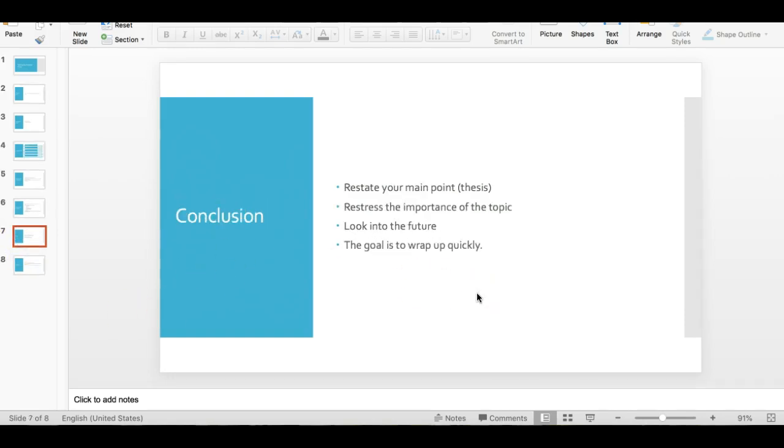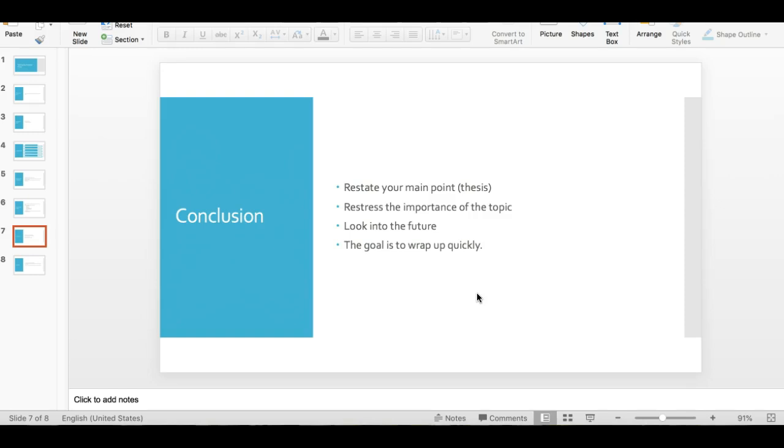And the conclusion. Yay, conclusions are awesome. Why? Because they're the end. So you really want to restate your main point and what your thesis is. We talked about thesis in a previous lesson, so you know what a thesis is for this particular essay. If you haven't seen that video, you should probably go back and see it.